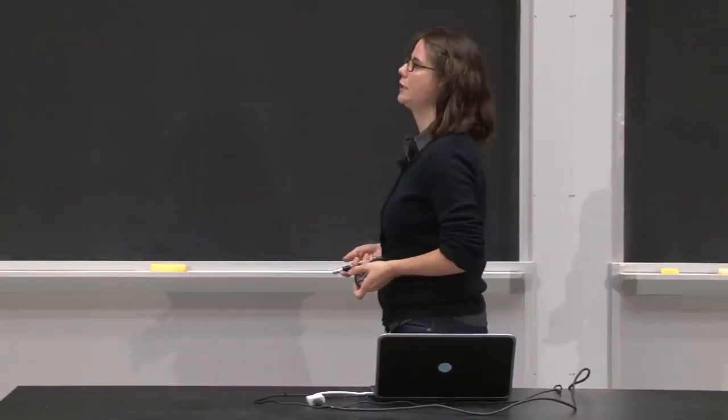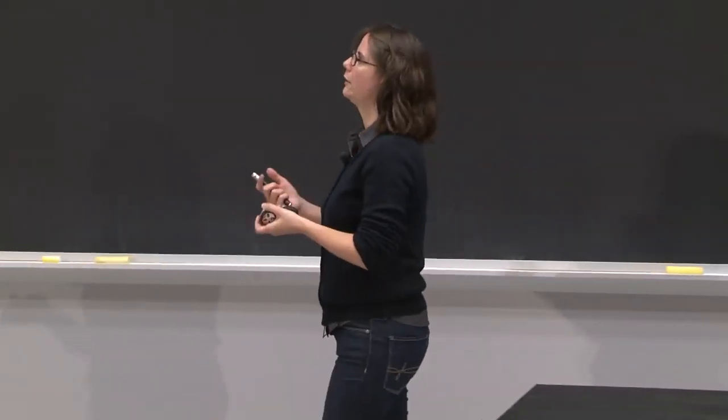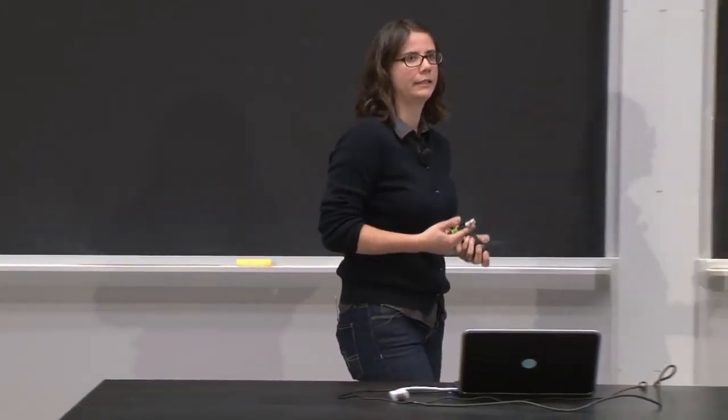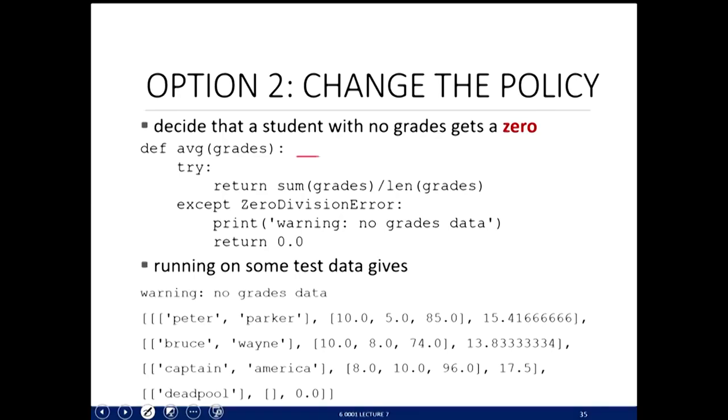The other option is to actually change the policy. So this is where you replace the data with some sort of default value. And if you do something like this, then this should be documented inside the function. So when you write the doc string for the function, you would say if the list is empty, then it'll return a 0.